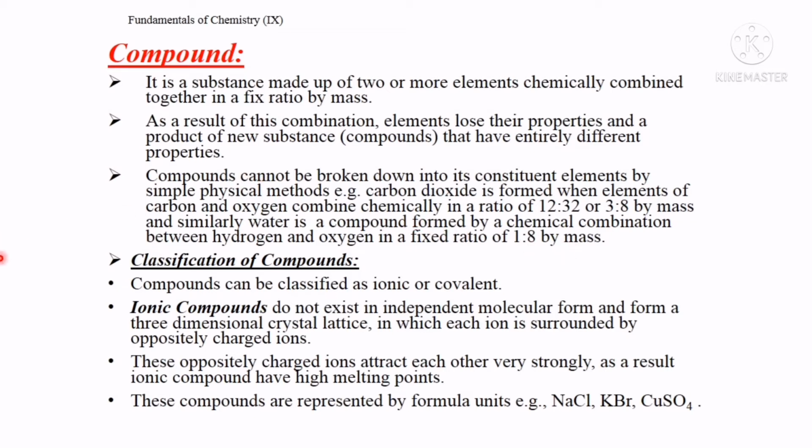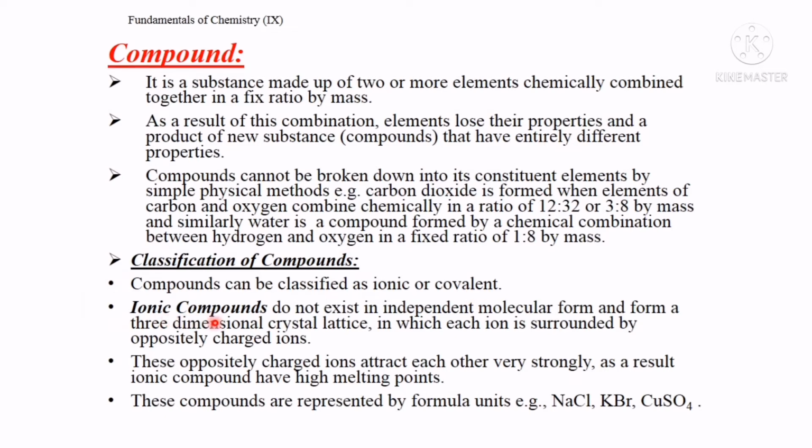Now we have the classification of compounds. Compounds can be ionic or covalent. There are two types, or two classes, of compounds. One is ionic and the second one is covalent.